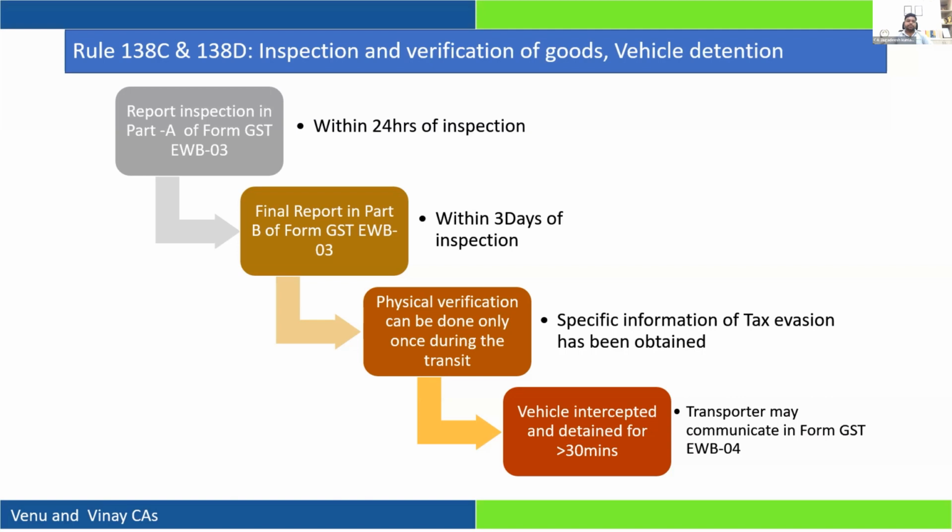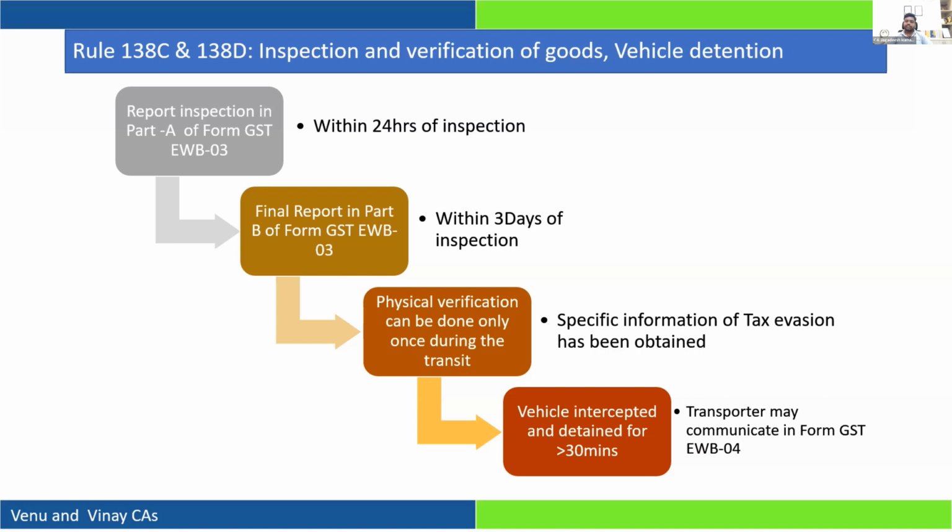Post interception, once the vehicle has been detained, an officer has to submit the form EWB-03 within 24 hours of the inspection. After that, he has to submit the detailed report in Part B within 3 days of the inspection. And physical verification can be done only once during the transit.